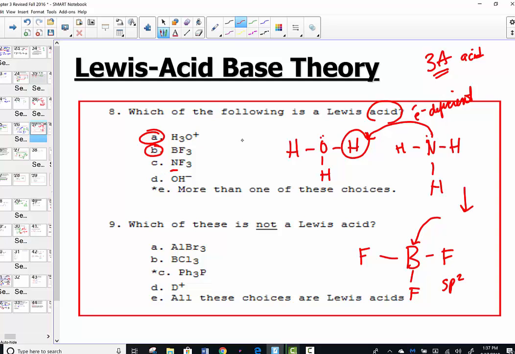NF3. Now, nitrogen is always the base. It lives in group 5A. Oops, this is F. Group 5A says a lone pair of electrons, well, that's going to act as a base, not an acid. It's going to have the origin to go attach the boron or something. And, of course, OH negative is always a base as well. There's more than one answer. Both A and B are good Lewis acids.